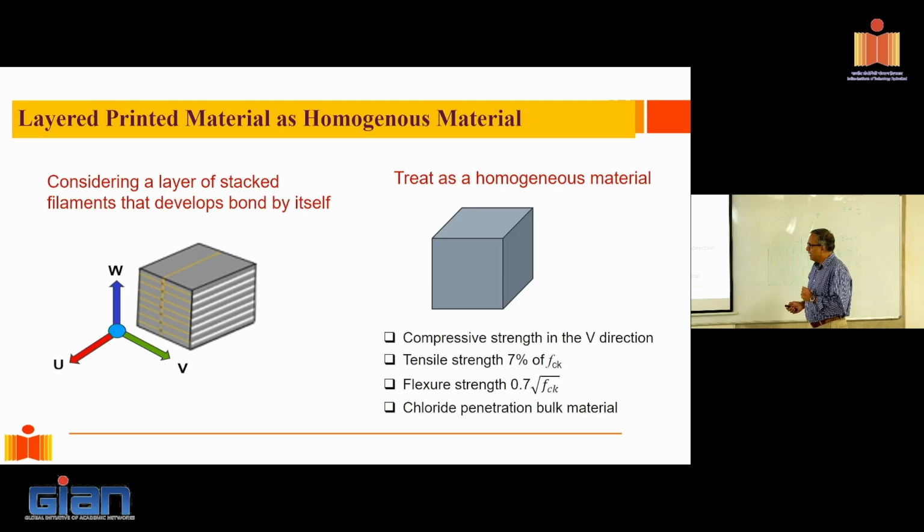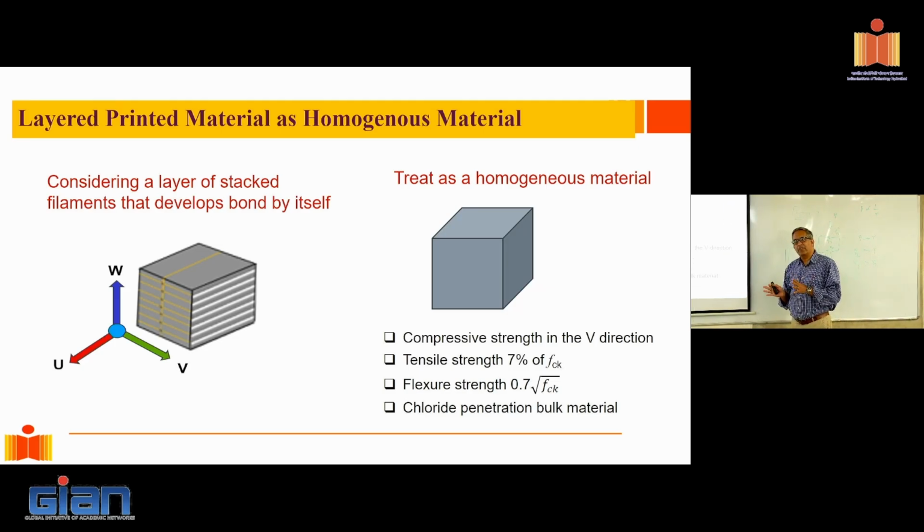Okay, take my tensile strength as 7% of root fck, of course, with some kind of treatment, right? Flexural strength, maybe 0.7 of root fck, again, with some treatment to the interface. And chloride penetration of the bulk material, we are almost getting there with some kind of a treatment. Is that acceptable if I was to design with it, right?